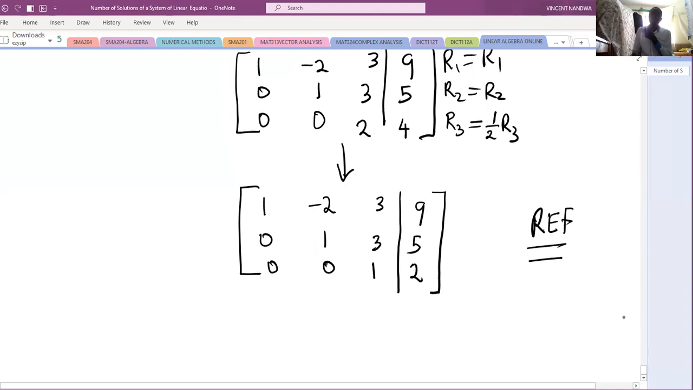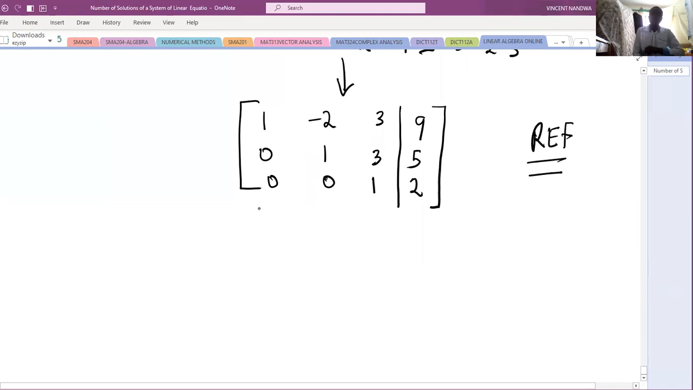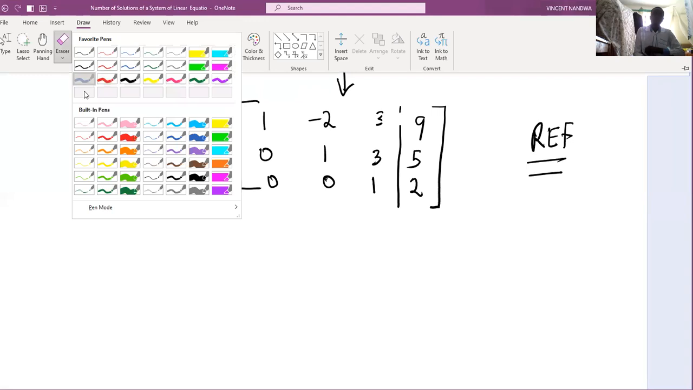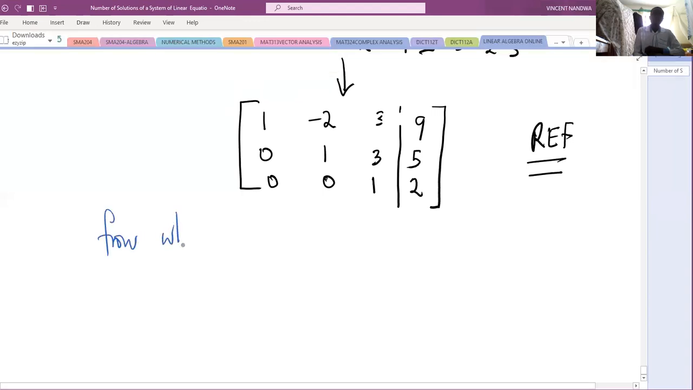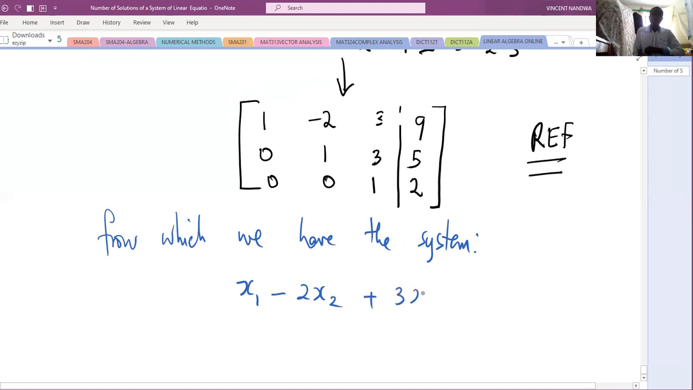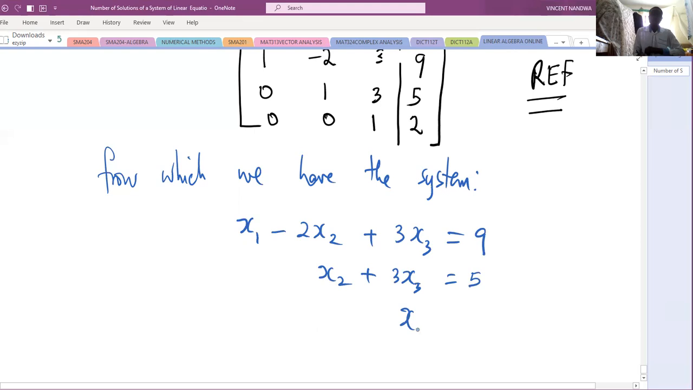So from this one now, you remember that this first column is x1, this x2, this x3. So the system corresponding to this augmented matrix is x1 minus 2x2 plus 3x3 equals 9, and then x2 plus 3x3 equals 5, and x3 equals 2.